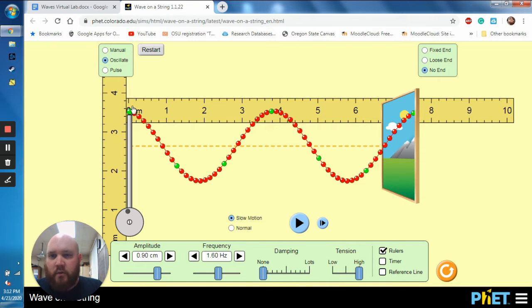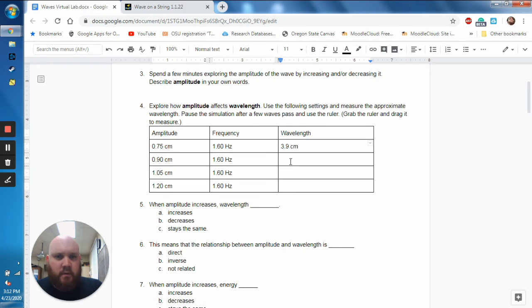This is a new amplitude. So if we measure this, we go from 0. Again, it's about 3.8, 3.9. Okay. We'll say about 3.8, 3.9 again. Yeah. Do that again.